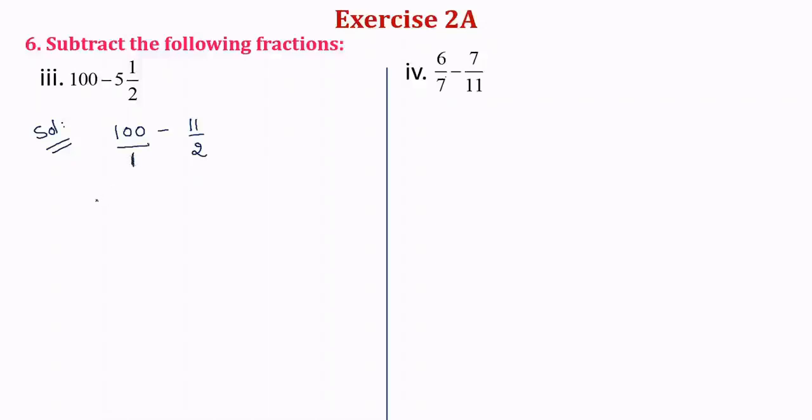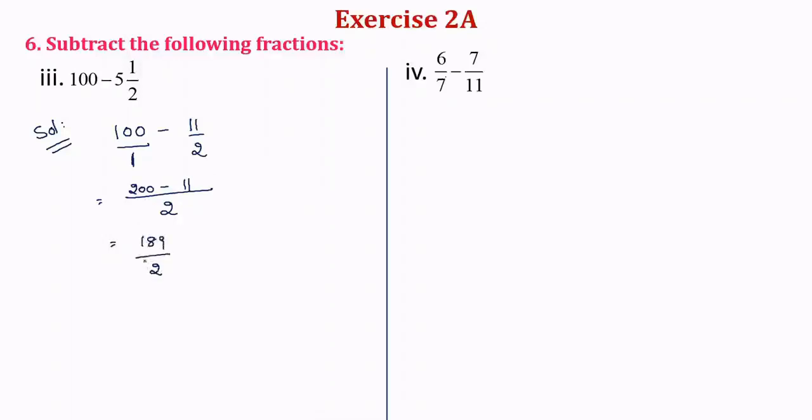So now you can take the LCM, which is 1 2s are 2, write it in the denominator. Now 1 2s are 2, so 100 into 2, 200 minus here 2 1s are 2, 11 1s are 11. So by subtracting here, 200 minus 11 is 189. Remaining is 189 by 2.